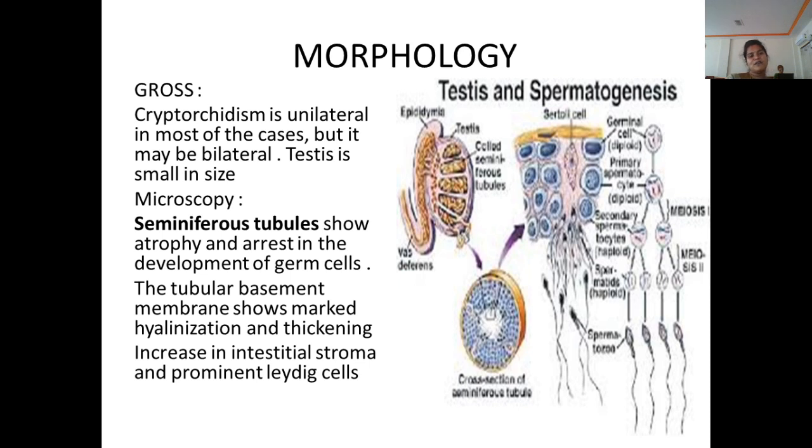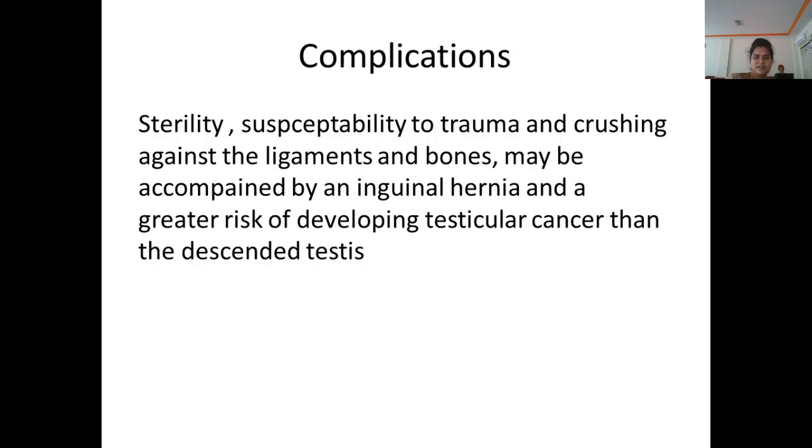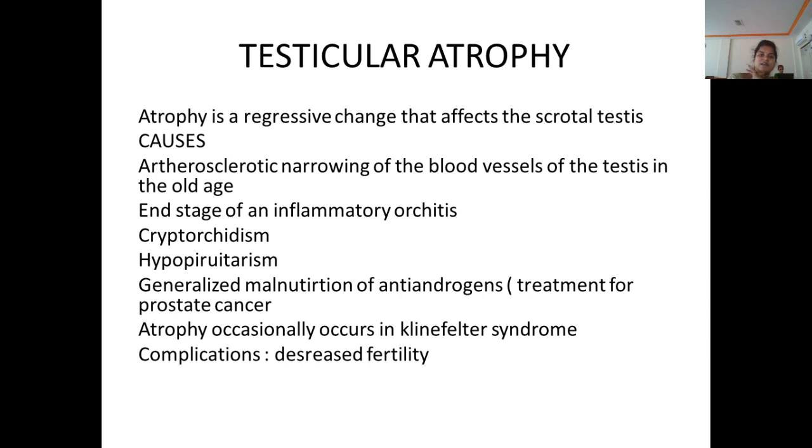When we see the cut section, the seminiferous tubules may show atrophy and arrest in the development of the germ cells, and the tubular basement membrane shows marked hyalinization and thickening. Mostly the patient will have complications like sterility and a greater risk of cancers. Sometimes inguinal hernia is also formed because of the crushing trauma against the ligaments and bones. And mostly testicular atrophy.